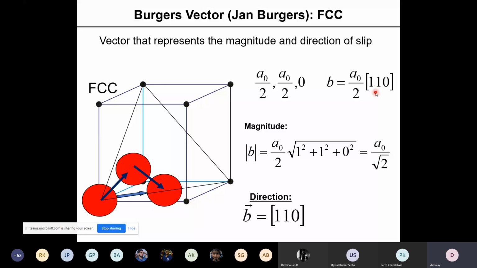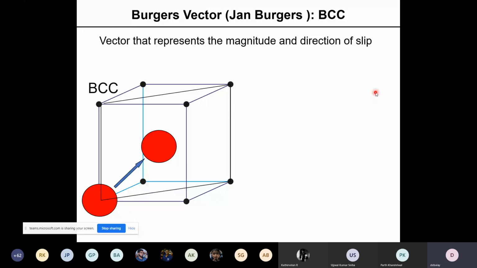In BCC, this is the movement. Can you tell me what the Burgers vector will be? Initially it was at 0, 0, 0, moving to A0 by 2, A0 by 2, A0 by 2. So the Burgers vector is A0 by 2, 1, 1, 1.